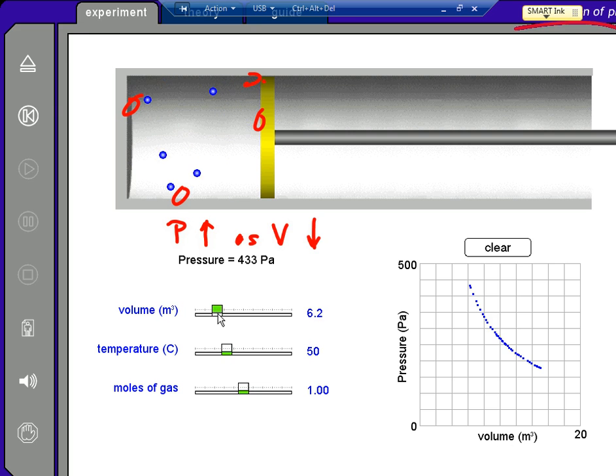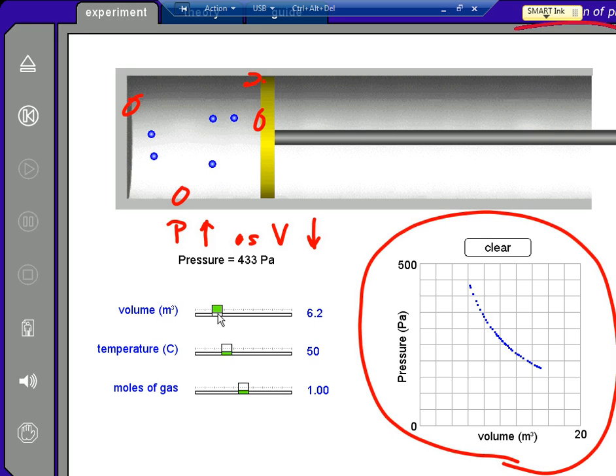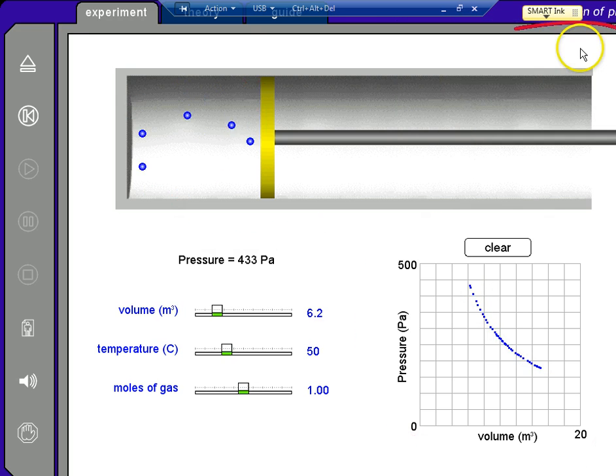And we saw that in a graph over here as well. As the volume was decreasing, the pressure was increasing the entire time. Okay? So Boyle's Law ultimately is about the inverse relationship between pressure and volume.